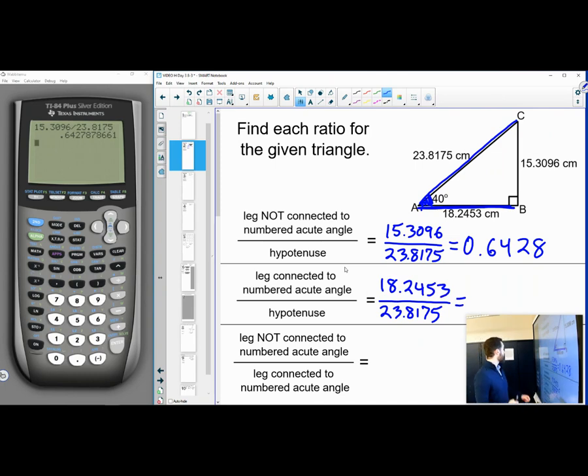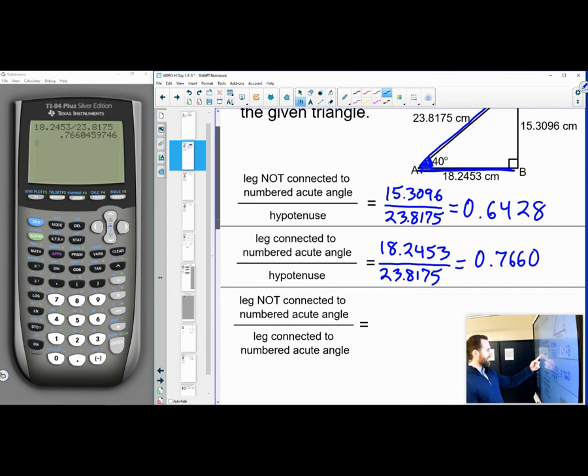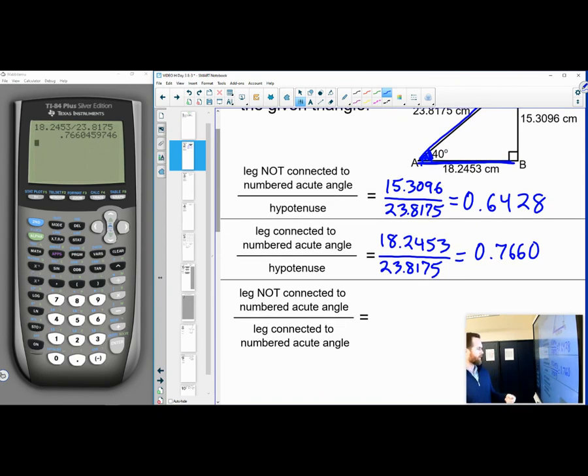18.2453. And then we're going to plug that into the calculator, see what we get. 18.2453. Divide that by 23.8175. Type that correctly. Hit enter. And we get 0.7660 it rounds to.